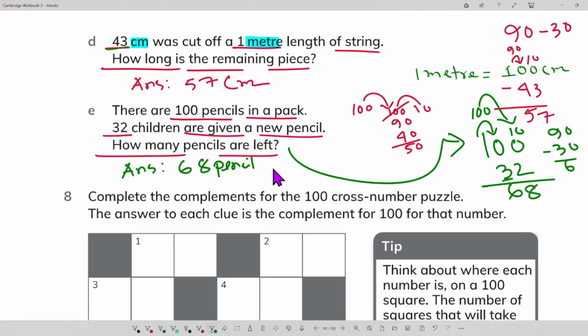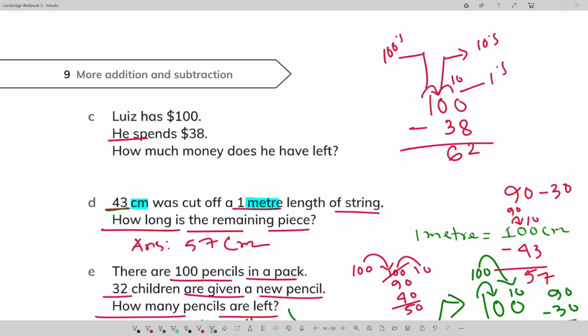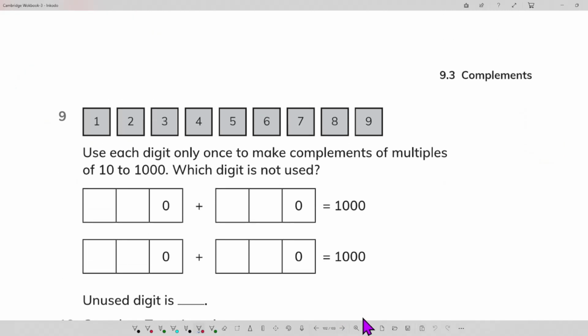Okay, now number 8. Thank you for being with me. Next video we will discuss about question 8. So this video I am trying to solve 1 to 7. Next video we will start from 8 and try to finish this chapter.